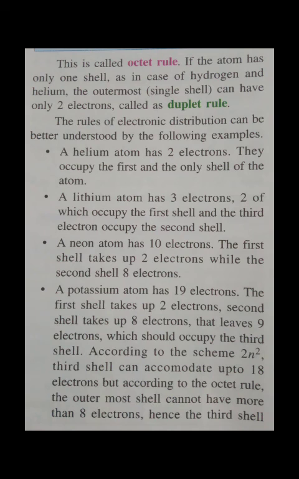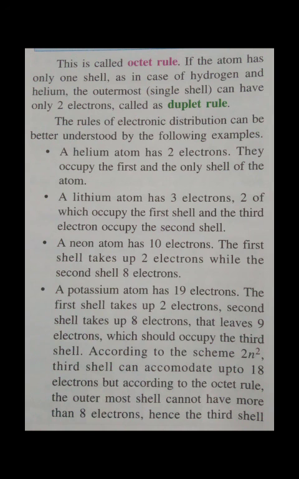In the case of helium, the atom has 2 electrons. They occupy the first and the only shell of the atom. The first shell is the only shell, so the octet rule is not followed, the duplet rule is followed. A lithium atom has 3 electrons, two of which occupy the first shell and the third will go to another shell, because in the K shell only 2 can be there. A neon atom has 10 electrons. So the first shell takes up 2, and the remaining 8 will go to the next one.